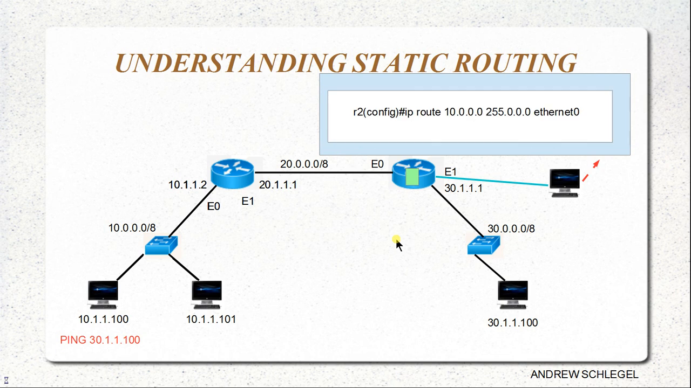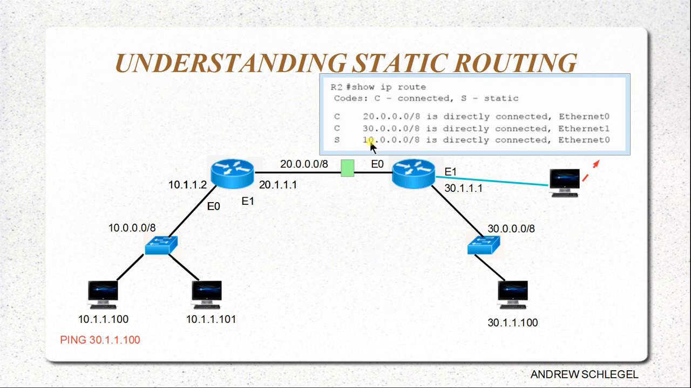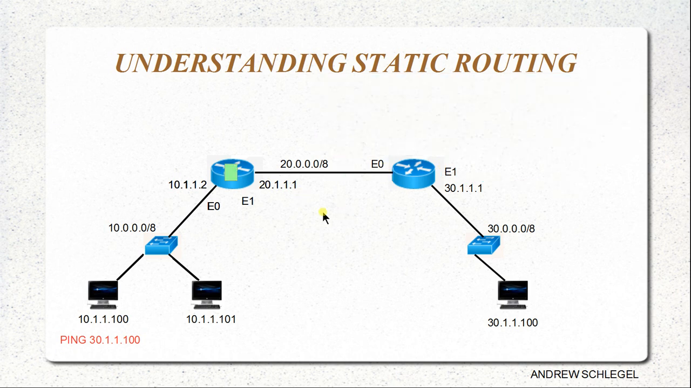So again, you have to enter an IP route on router 2. So router 2, in the configuration prompt, you're going to enter IP route, the 10 network, the subnet mask, and the interface that you're going out of, which is E0. So you take a look, there it is. It's in the static route. The 10 network is directly connected to Ethernet 0. So it exits out. And once it gets here, of course, it knows where the 10 network is and sends it back. Great.